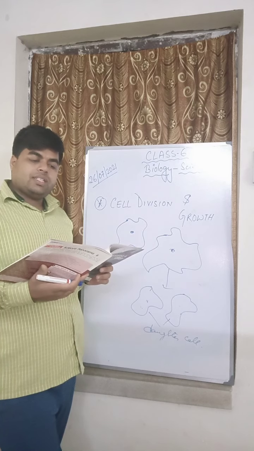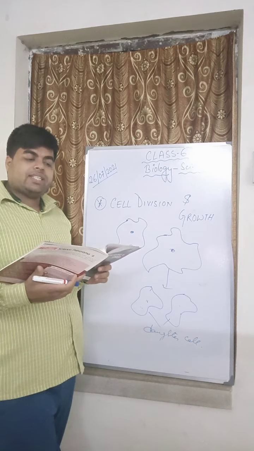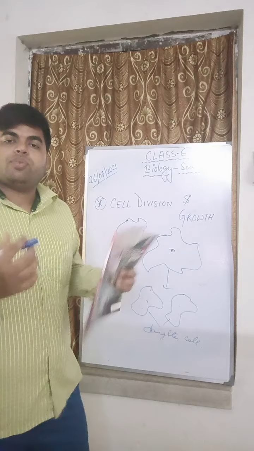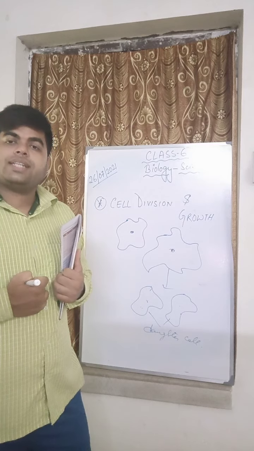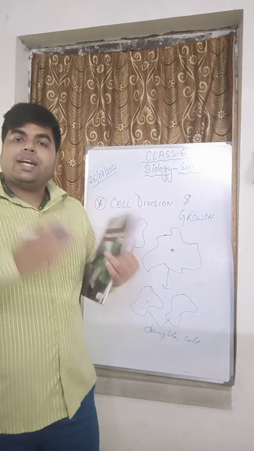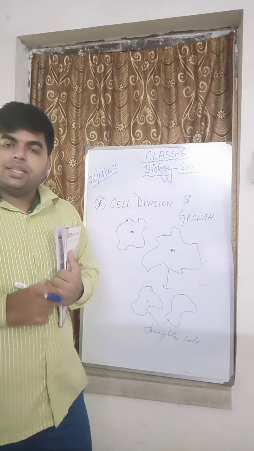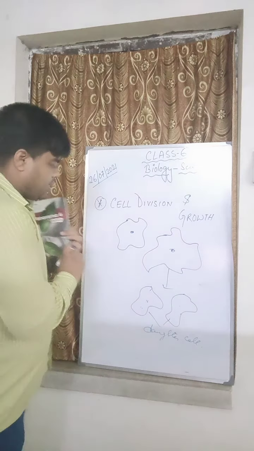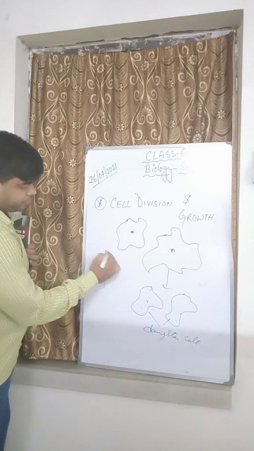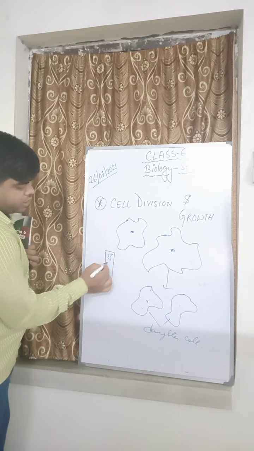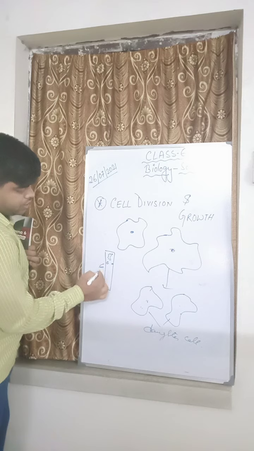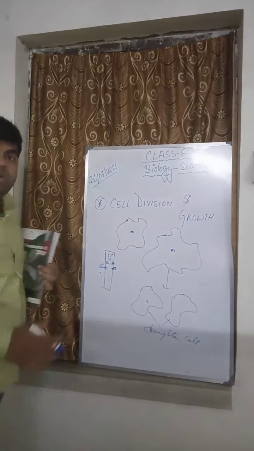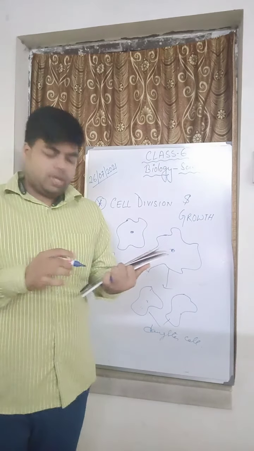All multicellular organisms begin life as a single cell that divides repeatedly to give rise to new cells, therefore leading to growth. If the cells of our body do not divide, then the growth of the body of the organism will not take place. So all this division of cells helps your body to grow in size.